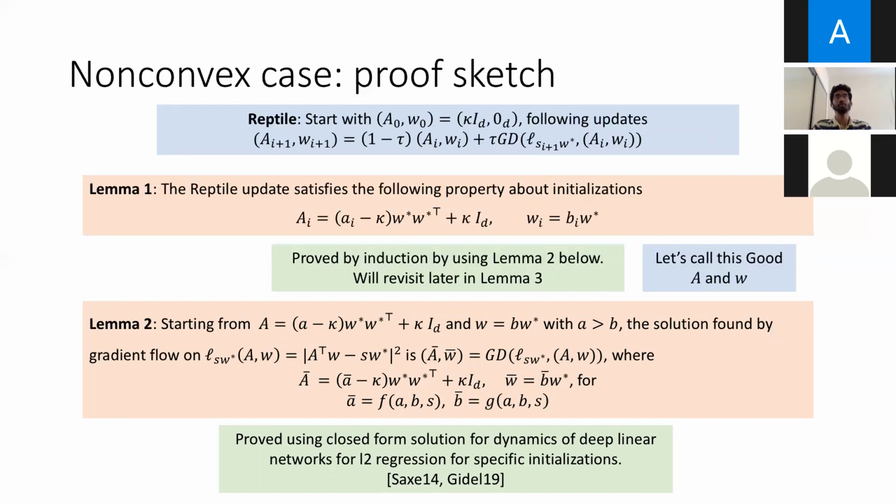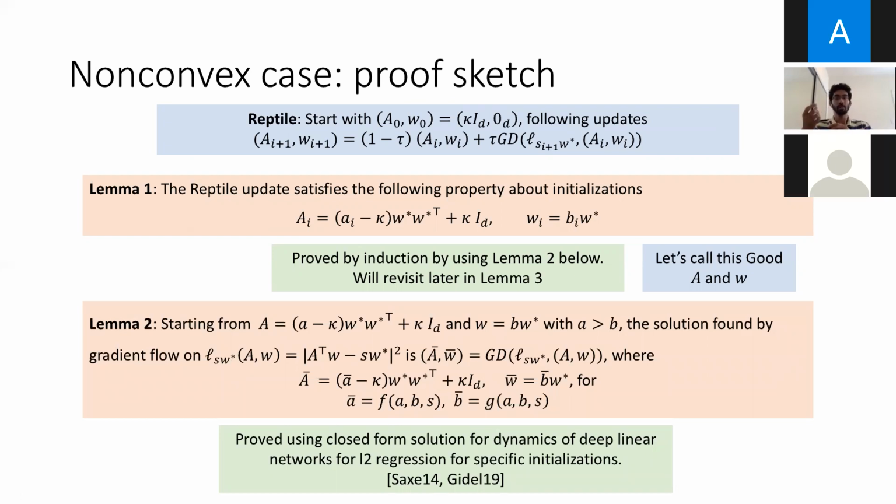that if you are starting with a good A and W at any point i, and you look at the solution found by gradient flow on the new task, which is S of W star, it turns out that the solution is also going to give you good A and W. So if you start with good A and W, doing gradient descent on this objective, you'll end up with a good A and W.